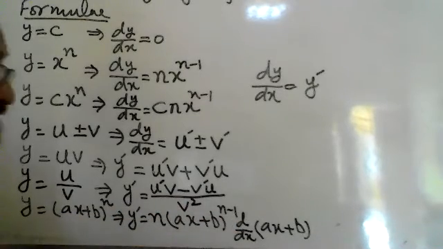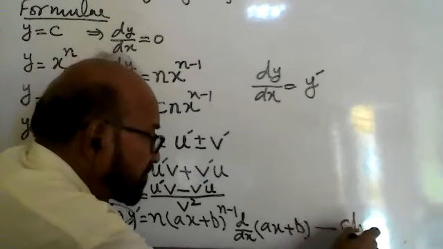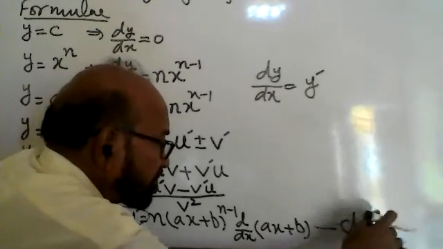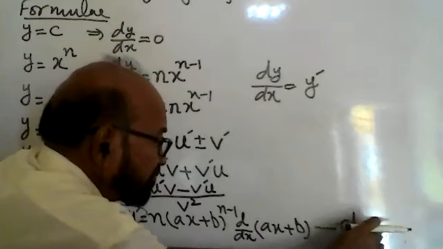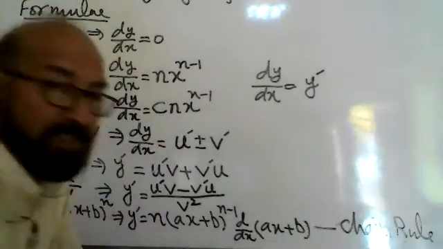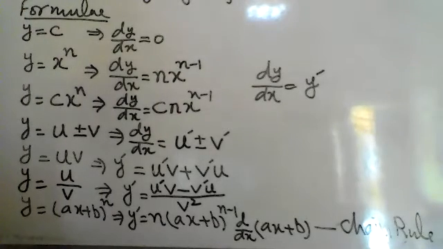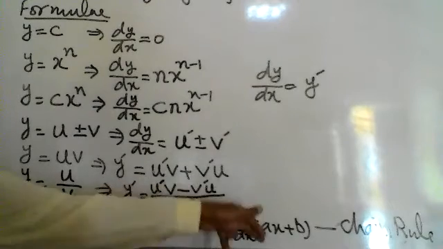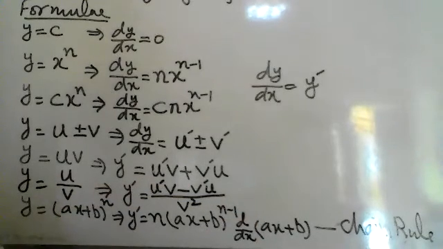This is also called the chain rule, because first we take this one, then we multiply with that one. Again and again we are multiplying with the derivative. So this is called the chain rule. So these formulas will be used, and we will do the exercise.